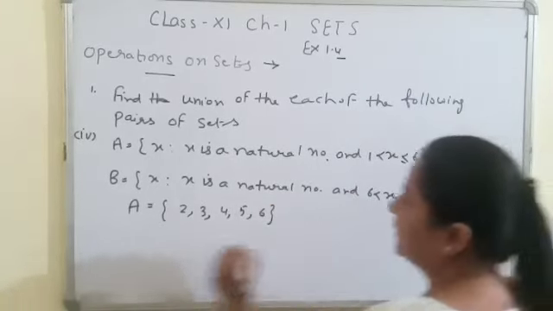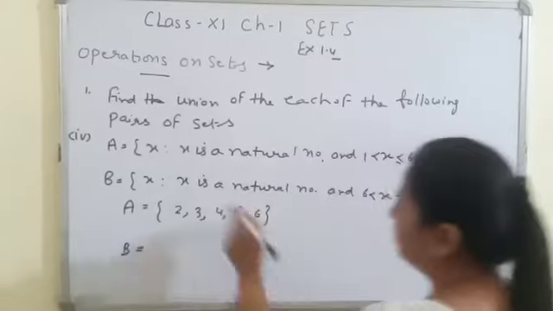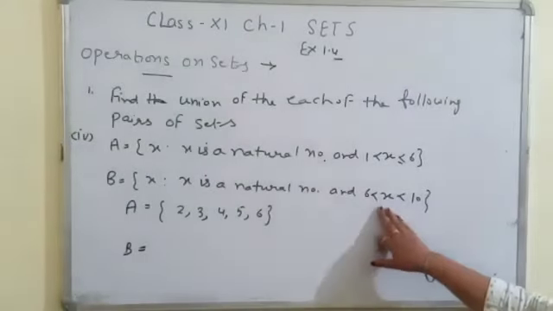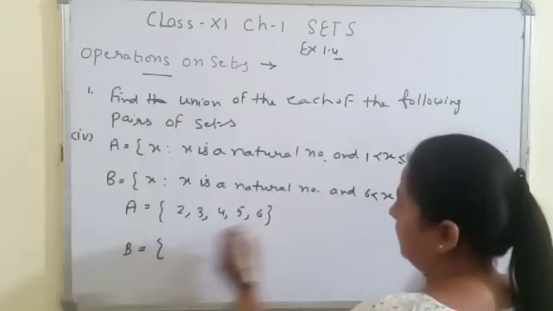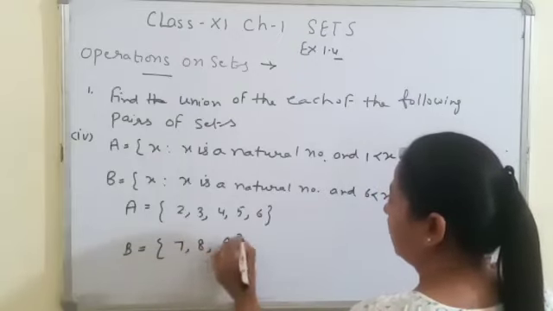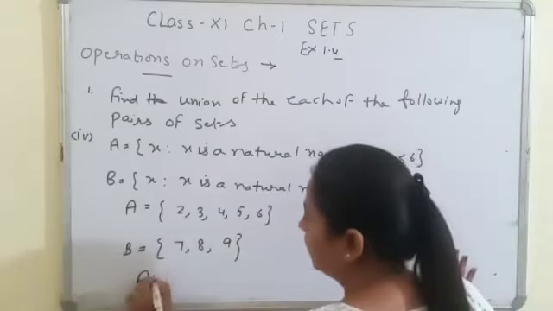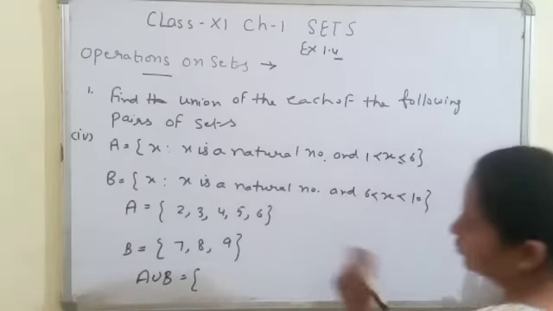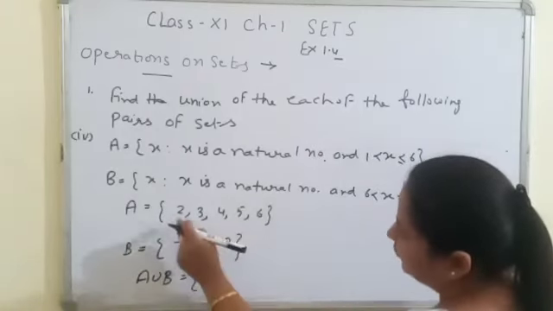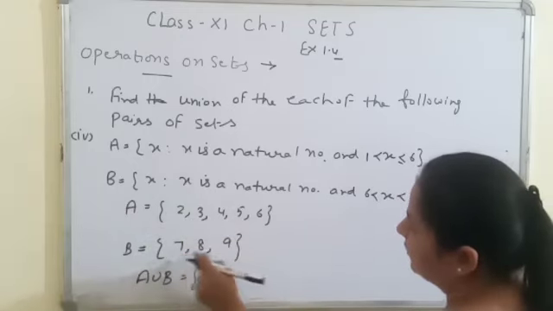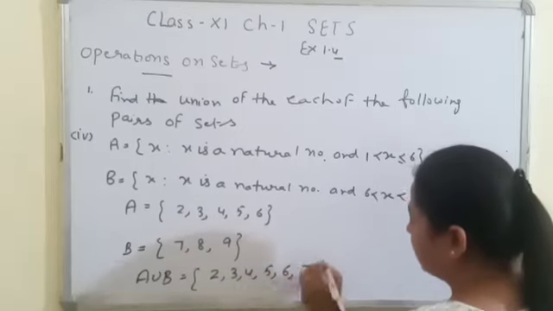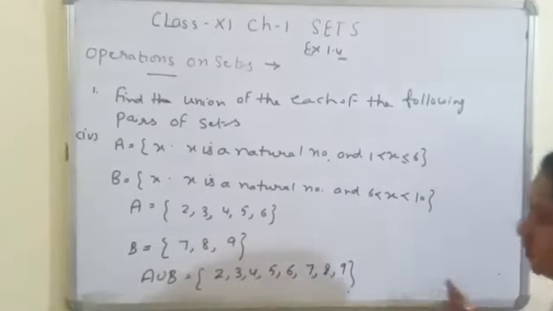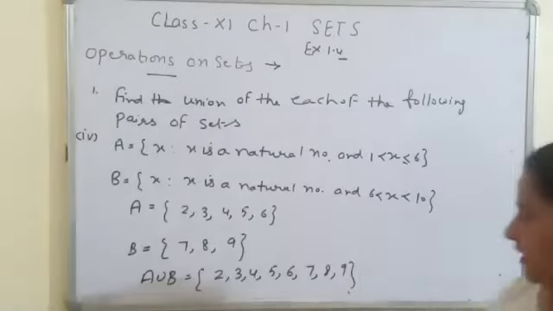So include the 6. And for set B, the elements are x, where x is a natural number greater than 6 and less than 10. So the elements of set B are 7, 8, 9. Now we have to write the union. We can write the elements 2, 3, 4, 5, 6, 7, 8, 9. Now this is the union of set A and set B.